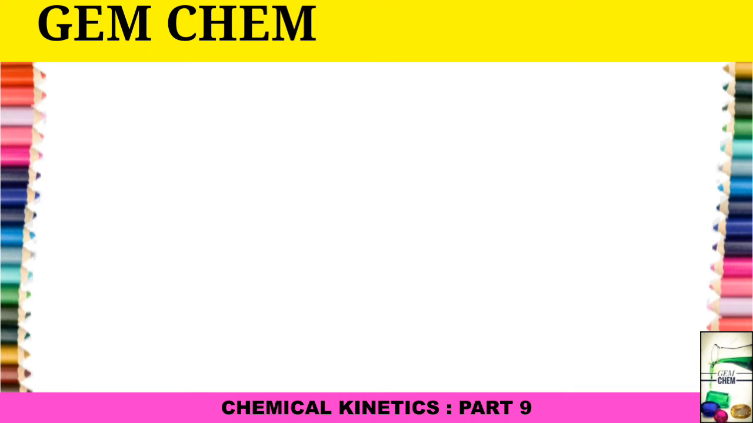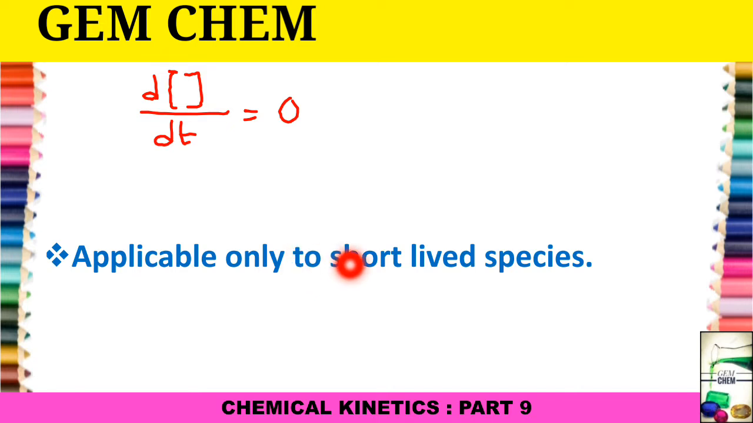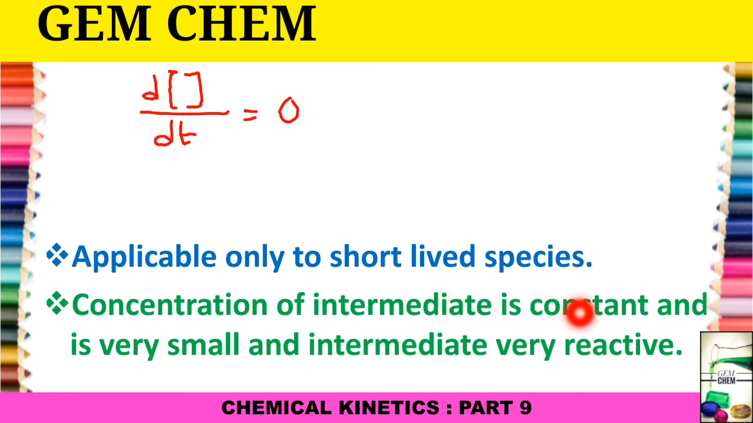Now let us start. In the previous video we had already dealt with steady state approximation. What was it? When we have a short-lived species in a consecutive or sequential reaction, then the derivative of its concentration is equal to 0, and this will help us to get the rate constant and the rate law. This is applicable only for short-lived species, where the concentration of the intermediate is constant and very small, and thus the intermediate is very reactive, right?